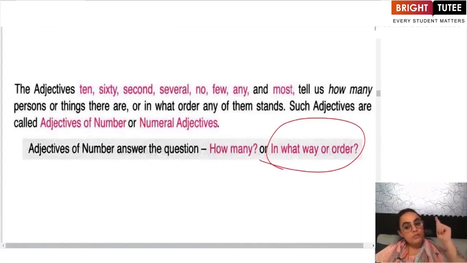So for adjective of quantity, we ask the question how much. Why? Because much is used for uncountable and adjective of quantity is also used for uncountable. While for adjectives of number, we ask the question how many, because many is used for exact number, something which can be counted, and therefore we use it for the adjective of number.